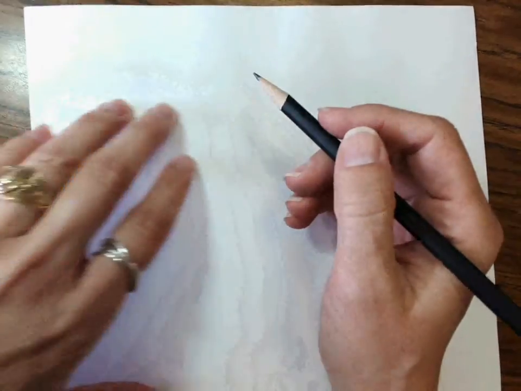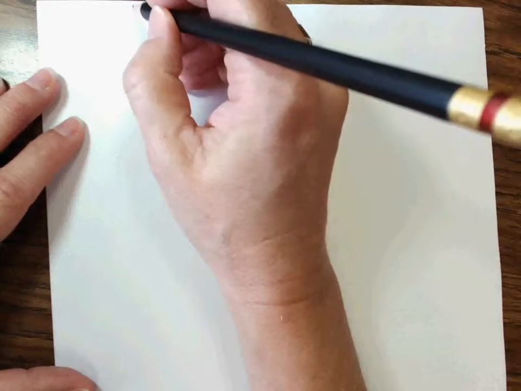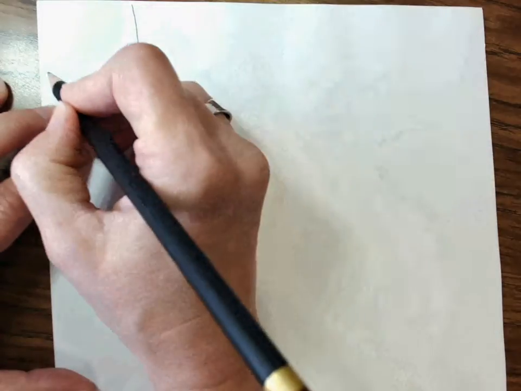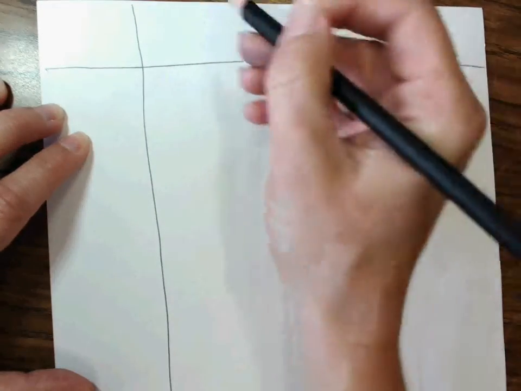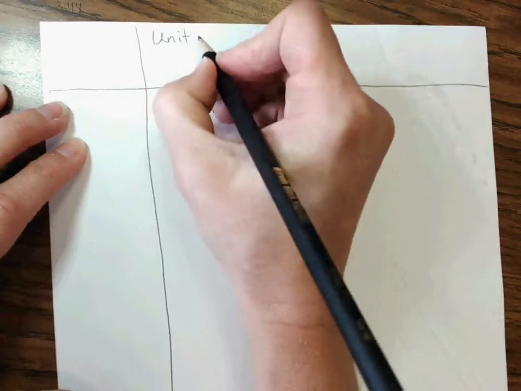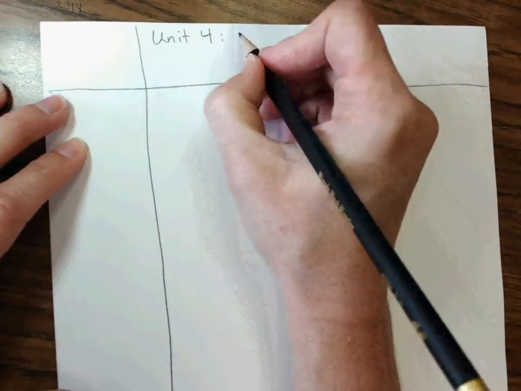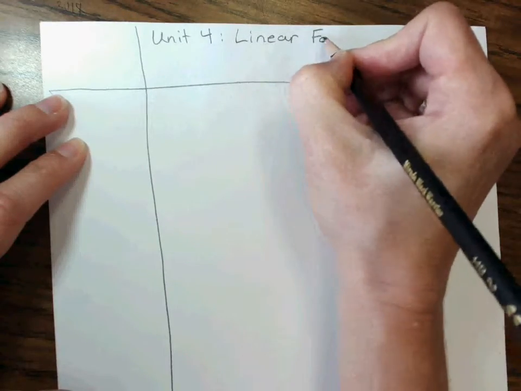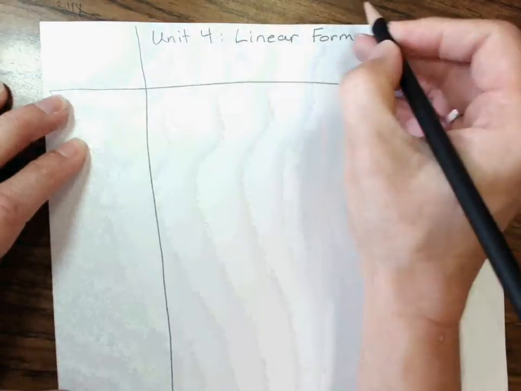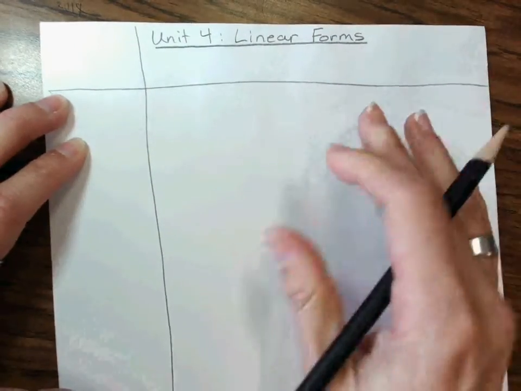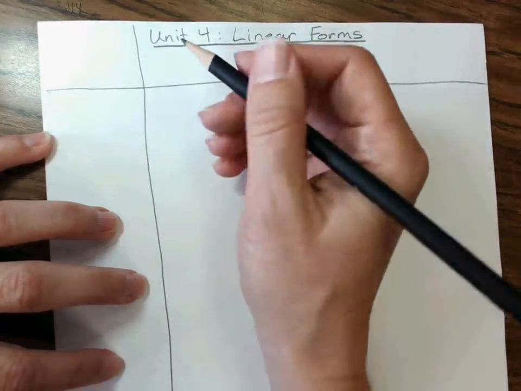This is Miss Habits. So we're going to start out Unit 4 today. So if you go ahead and make your paper like your Cornell notes here. And the title of our next unit, which is Unit 4, is Linear Forms. So I'm going to title this Unit 4, Linear Forms. So, as I told you guys, we're going to be doing linear equations until Christmas. So, we are doing more linear forms.